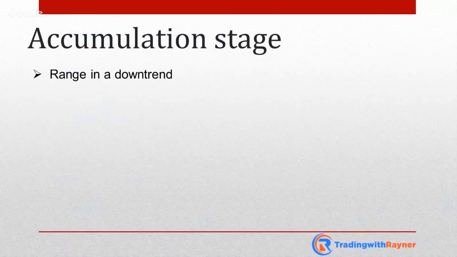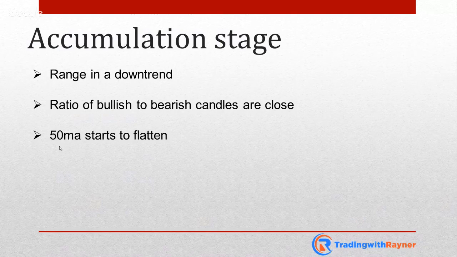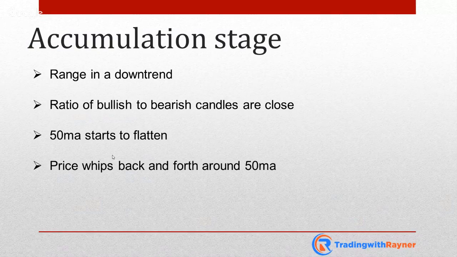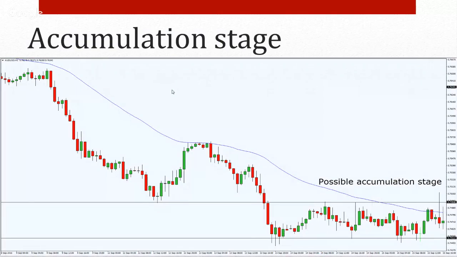Okay, so the accumulation stage is basically a range market in a downtrend. The ratio of bullish to bearish candles is pretty much similar. Your 50 period moving average would start to flatten, and price tends to whip back and forth around the 50 period moving average. So if you want to look at a chart, it looks something like this. You can see that this is an existing downtrend. Then the market goes into a range. The 50 MA is starting to flatten as well. So this is a potential accumulation stage.